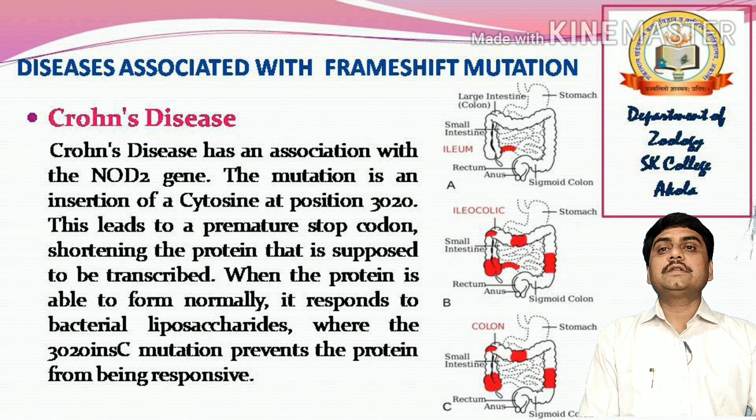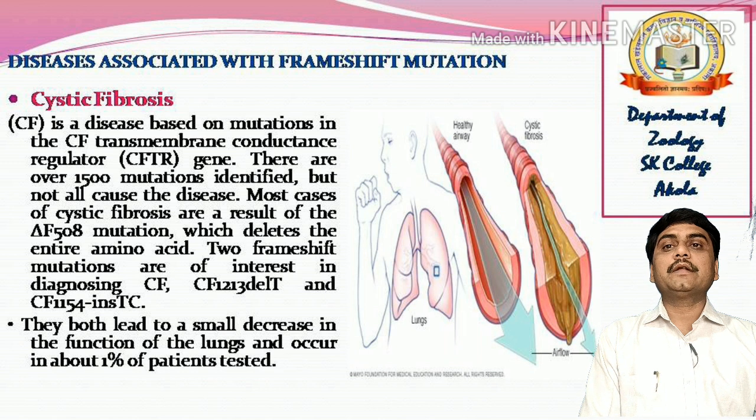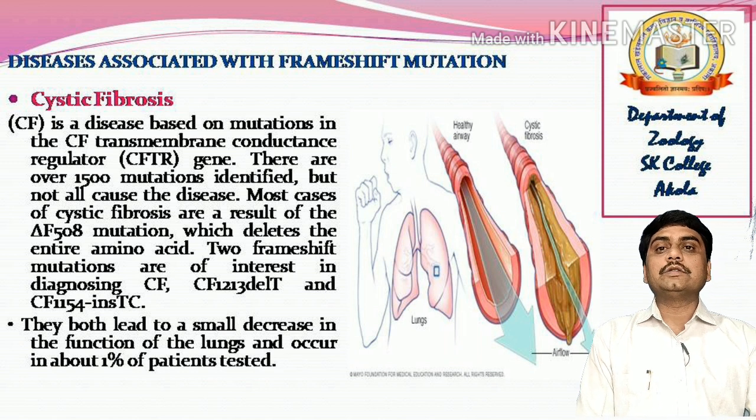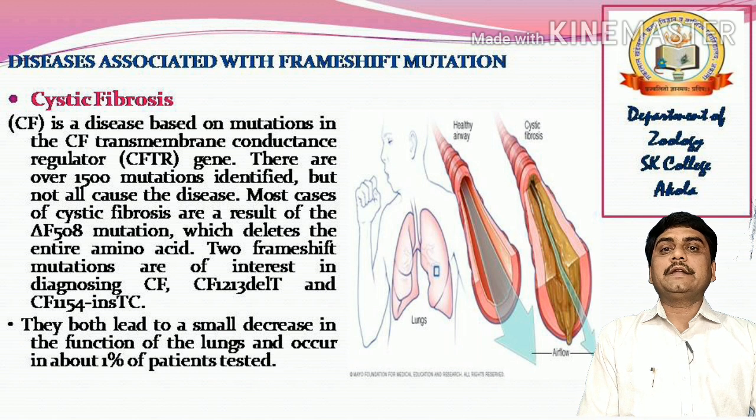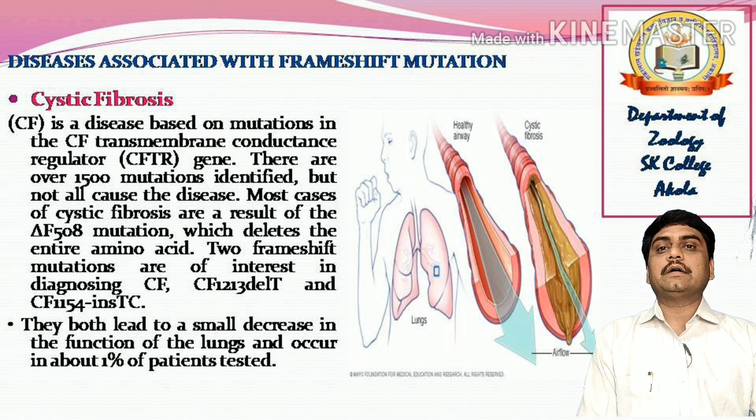The second disease is cystic fibrosis. CF is a disease based on mutations in the cystic fibrosis transmembrane conductance regulator gene. There are over 1500 mutations identified, but not all cause this particular disease. Most cases of cystic fibrosis are a result of the delta F508 mutation, which deletes an entire amino acid.